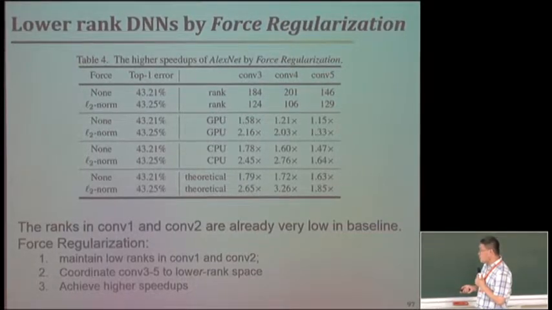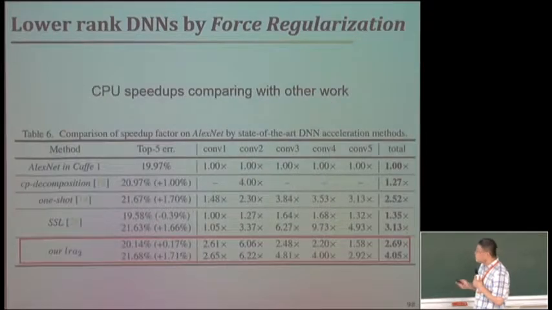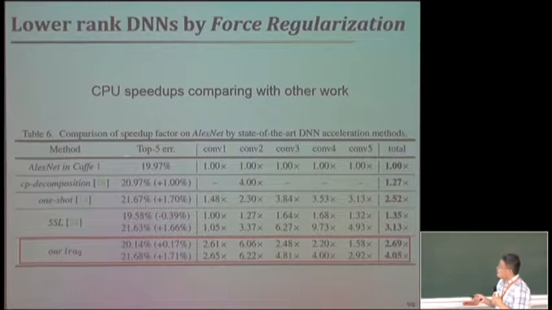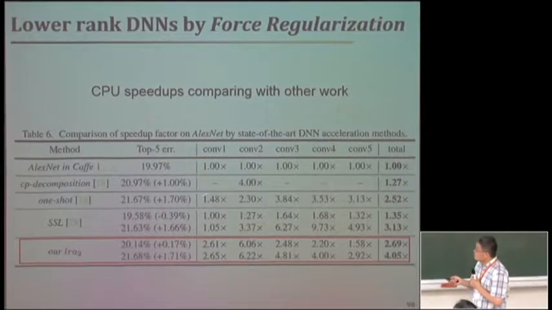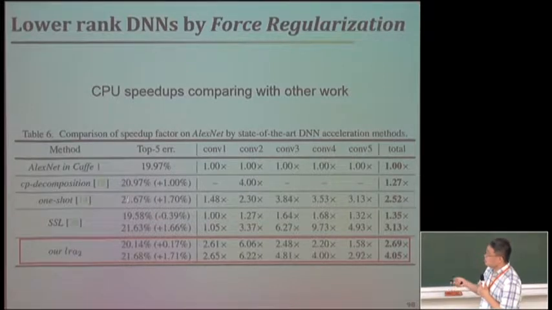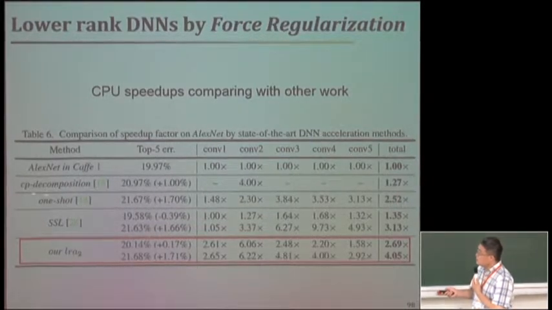Also, what you can see is, for the CPU speed up compared with any other work, we also achieve very high speed up compared with all the other techniques. Like the baseline AlexNet in Caffe, the CP decomposition, the one shot, or the ISSL, which is the one which you introduced.